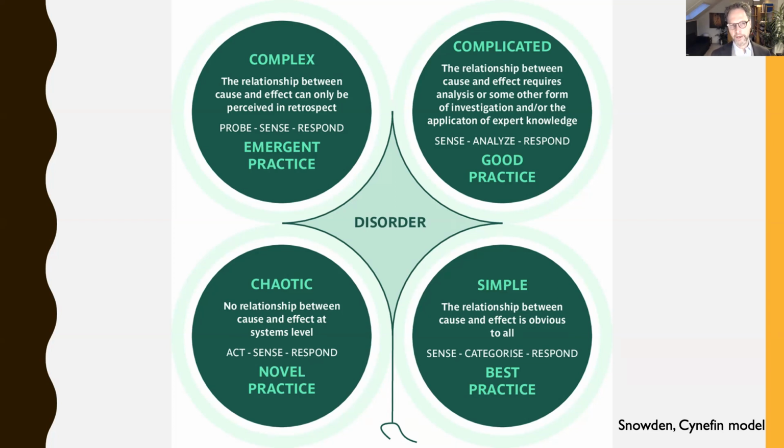And finally, there's the chaotic environment. And in that case, there's no relationship between cause and effect at the systems level. And the only thing we can do is respond to what's at hand. And as we respond, or as we act, we need to figure out what impact that has and adjust accordingly to find out what is the best way.